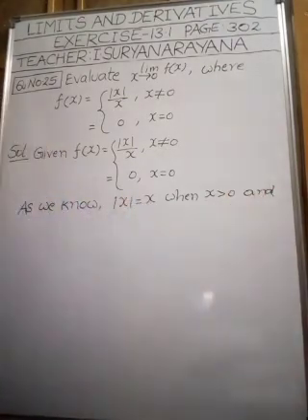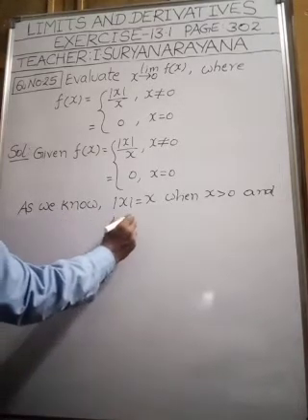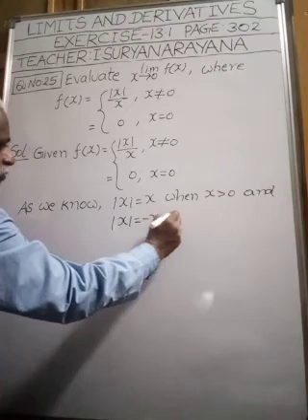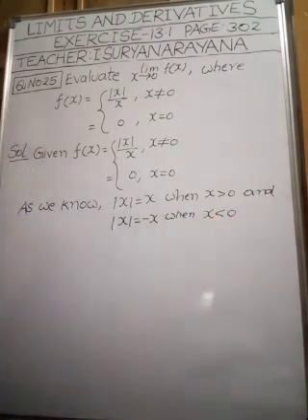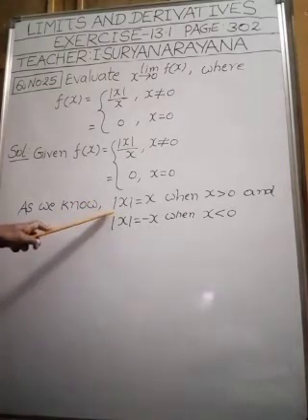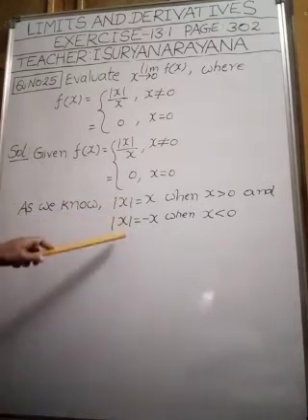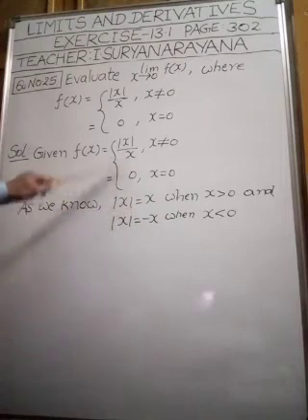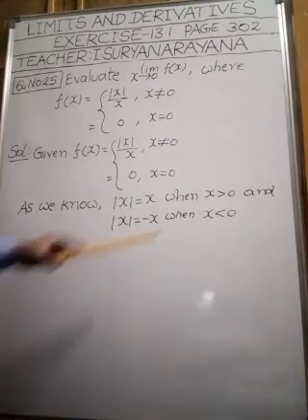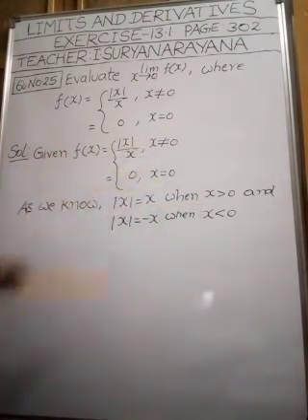modulus of x is equal to x when x is greater than 0, and modulus of x is equal to minus x when x is less than 0. Do you remember this absolute value function, my children? This is the definition of the absolute value function, also called the modulus function. So we use this previous knowledge to rewrite the given function. Okay, my children? Right. So when x is less than 0, we have to write, and when x is greater than 0, we have to write. Okay, my children? Right.